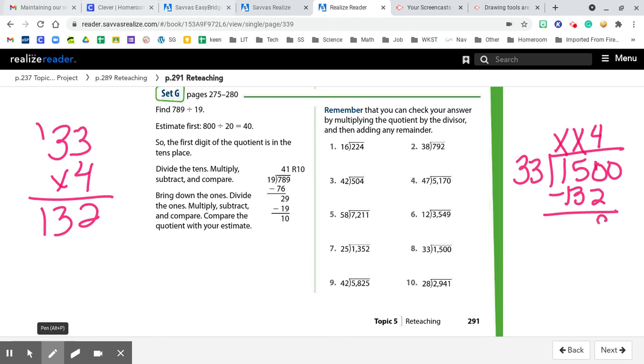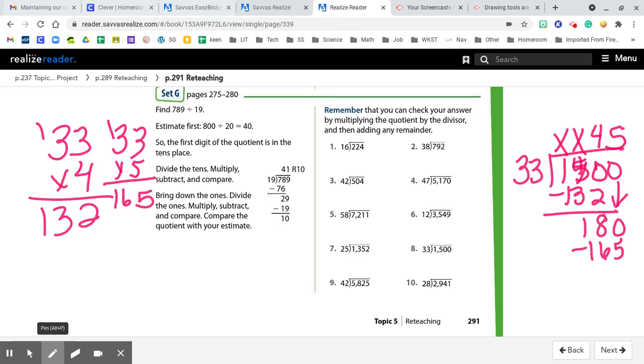And if you make mistakes along the way, you can always correct them as if you were using your partial quotients. So we said it's 4, and I think times 5. 33 times 5, 165. So it's 45, remainder 15.